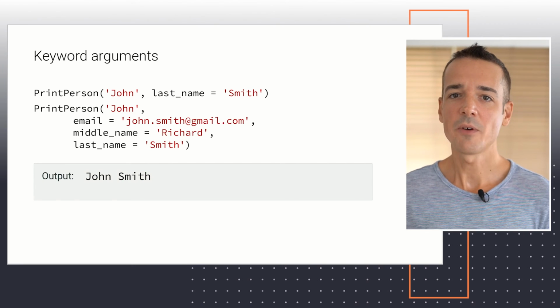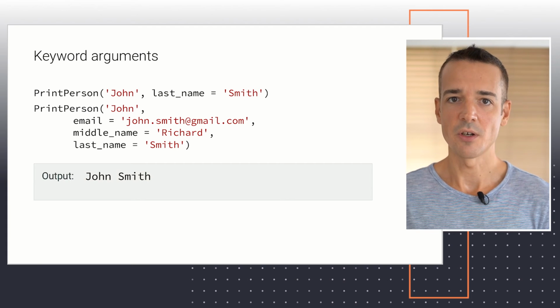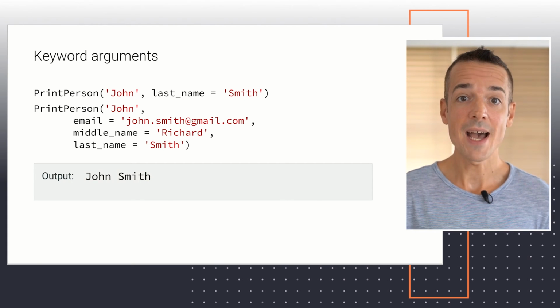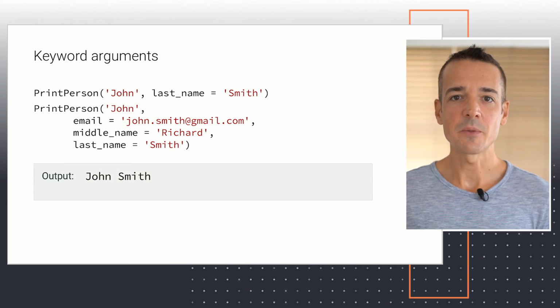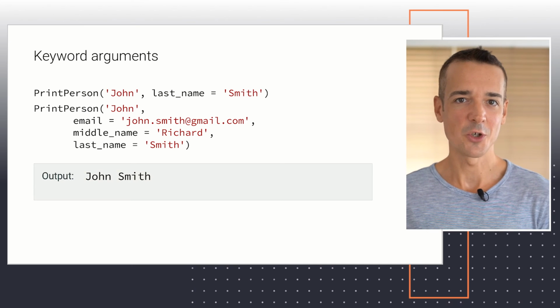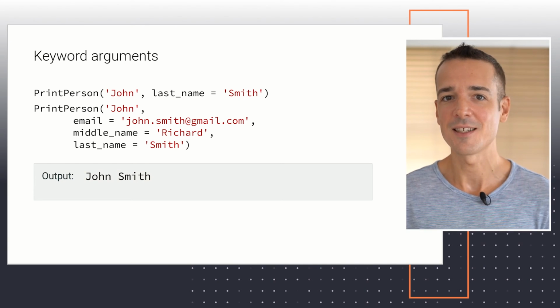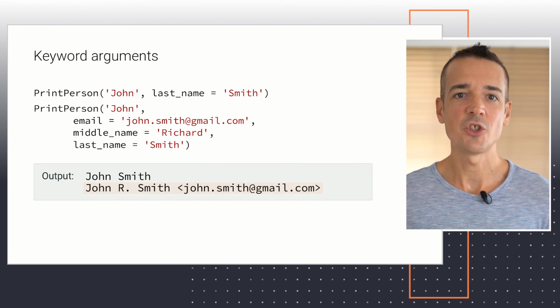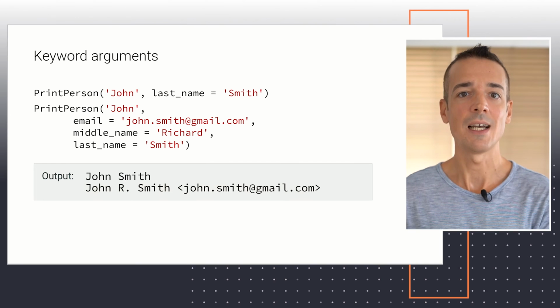The second call provides values for all parameters included in the function's definition, but keyword arguments are passed in different order. As you can observe, it becomes very clear what the meaning of each argument is when reading this function call, much more so than if we had opted for positional arguments instead. And this is the output generated by this call, containing a first name, a middle name initial, a last name, and an email address.